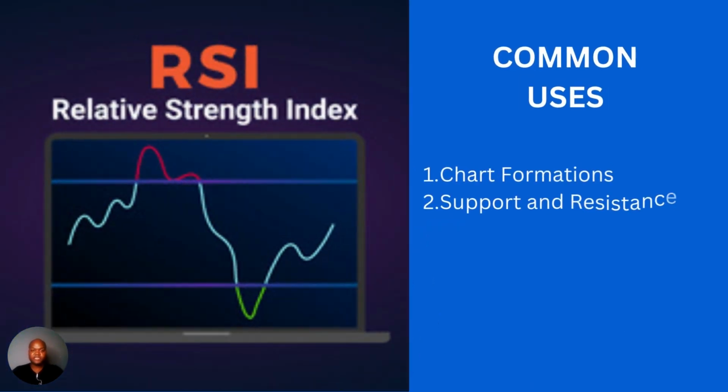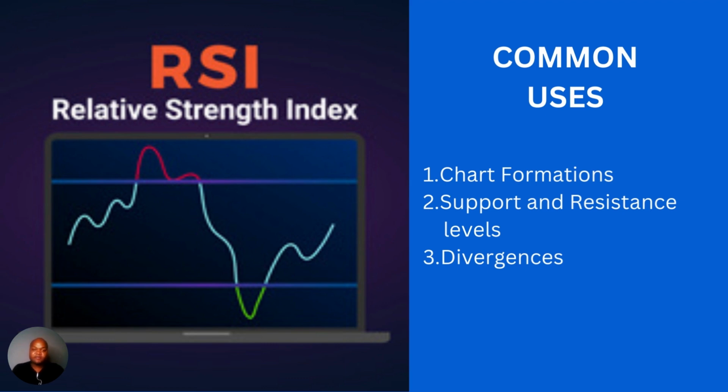The common uses of the relative strength index: one, it can be used to show chart formations. For example, you can see clearly triangles, chart patterns like the head and shoulders, and wedge patterns. We also have support and resistance. Sometimes it can be clearer to identify levels of support and resistance using the RSI.